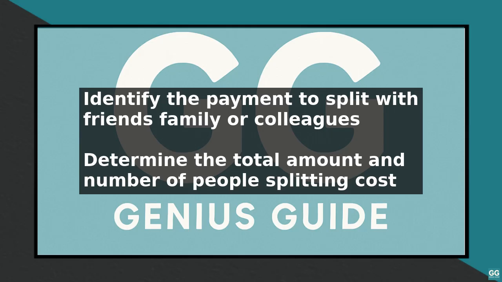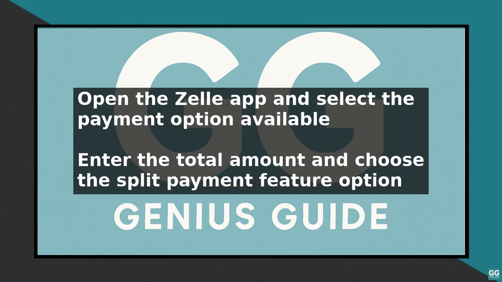Next, open the Zelle app and select the payment option. Enter the total amount and choose the split payment feature. You can then add the names and email addresses or phone numbers of the people you want to split the bill with. Zelle allows you to split the payment evenly or customize the amounts for each person.